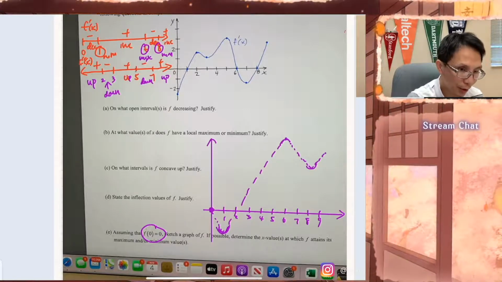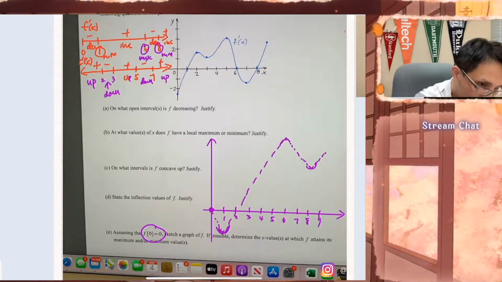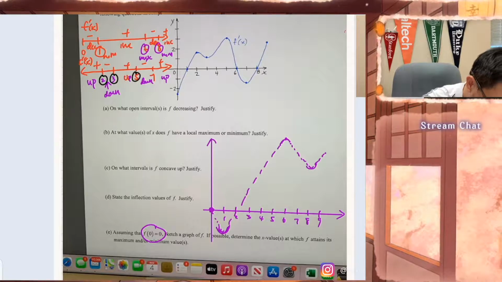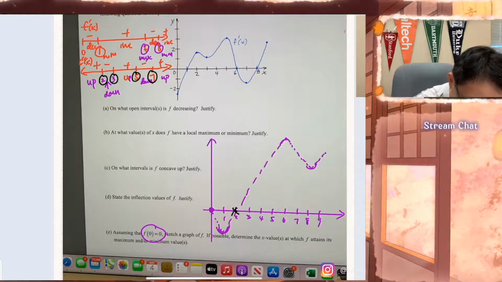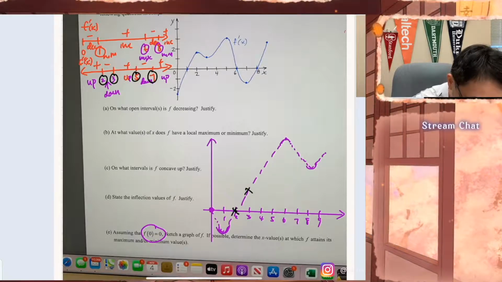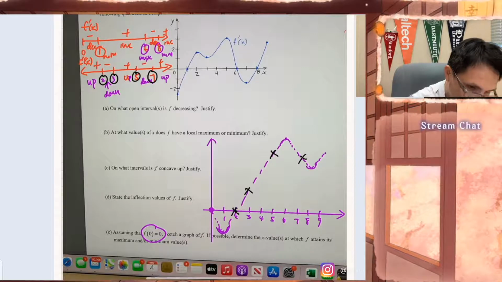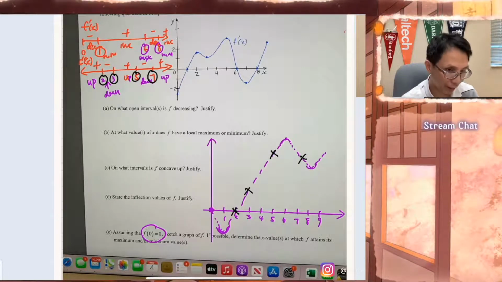Now I'm going to show you the second trick. The second trick is to do the inflection points. The inflection points occur at 2, 3, 5, and 7. So at 2, I'm going to draw a cross. At 3, I'm going to draw a cross. At 5, a cross. At 7, a cross. Every time I go through a cross, I'm going to have a concavity change.